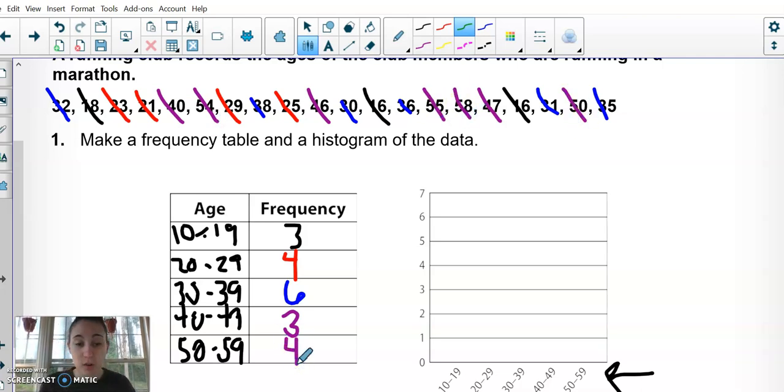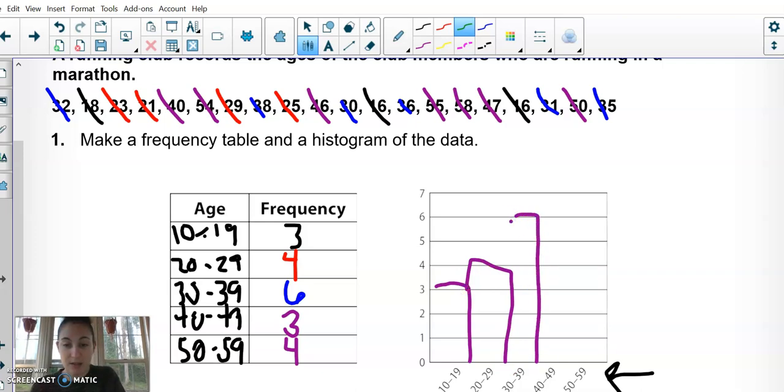And then just to make sure that you've got all of the numbers listed, I would count up your frequency and then count up the data points just to make sure that you didn't miss any. So now from here, we're just going to raise our bars. So from 10 to 19, we have 3, so we're just going to raise our bar up 3. From 20 to 29, we're going to raise our bar up 4 because that was our frequency. 30 to 39 up to 6 because we had 6 numbers in that range. 40 to 49, we only had 3.